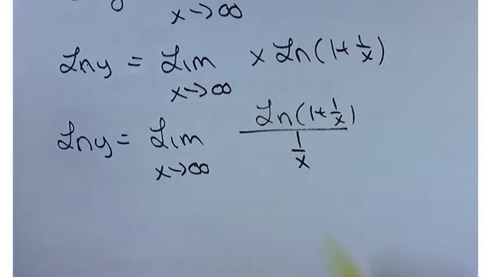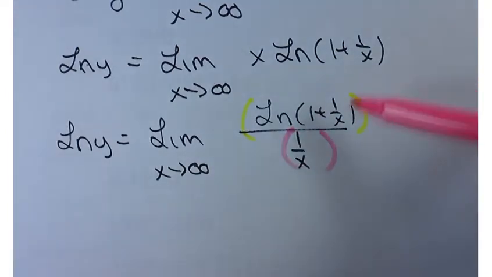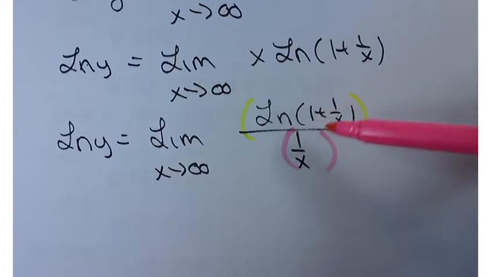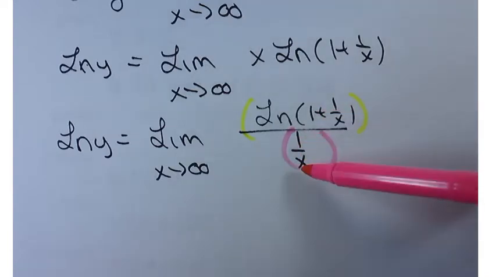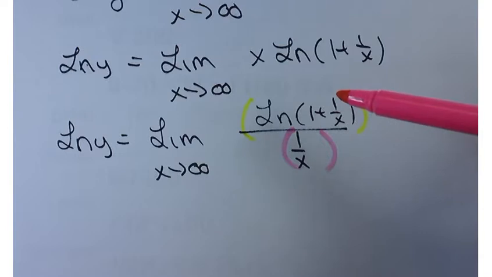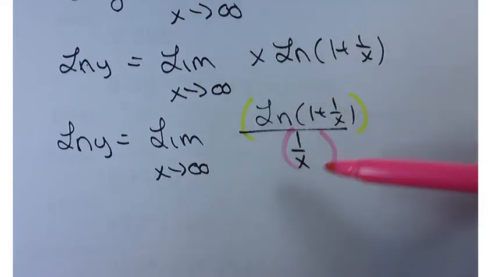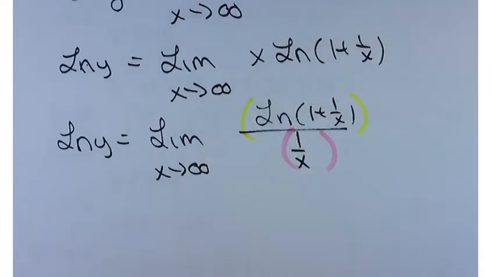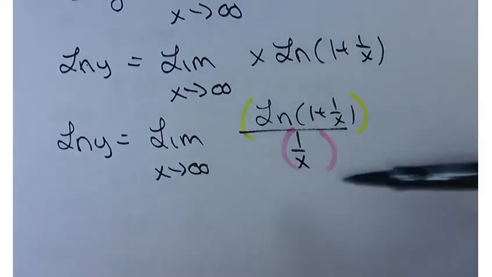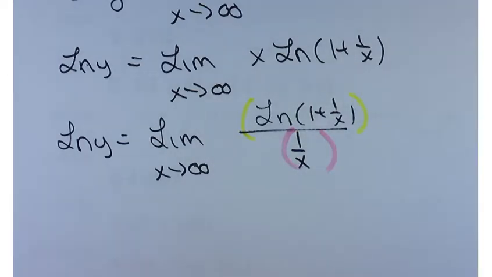Yeah, indeterminate form. That's my numerator. That's my denominator. If I try plugging in infinity, I have the log of 1, which is 0. 1 over infinity is 0. It's finally 0 over 0. So, a lot of work to get here, and a little bit of work to get us out. But now that it's 0 over 0, we can finally apply L'Hopital's rule.